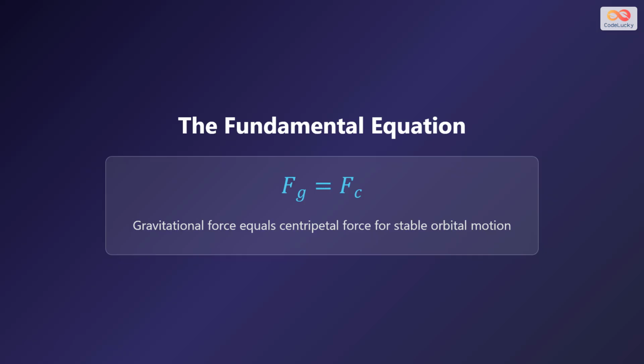For a stable orbit, there's a perfect balance that must be achieved. The gravitational force pulling the satellite inward must exactly equal the centripetal force required to keep it moving in a circle. We express this balance mathematically by saying that gravitational force equals centripetal force. This simple equation is the foundation of all orbital mechanics and helps us understand everything from satellites to planets to entire solar systems.